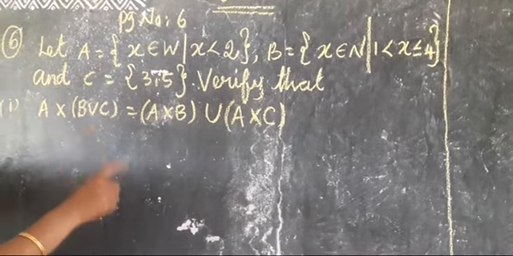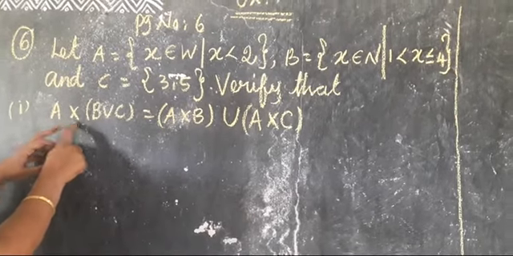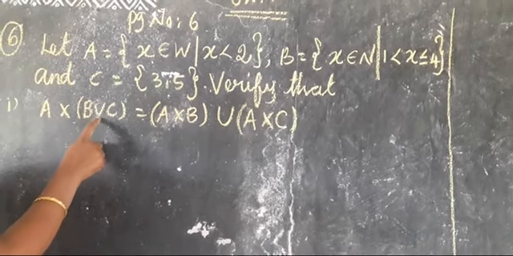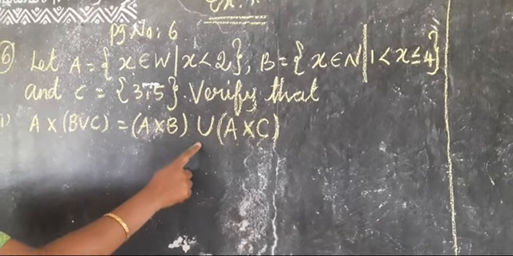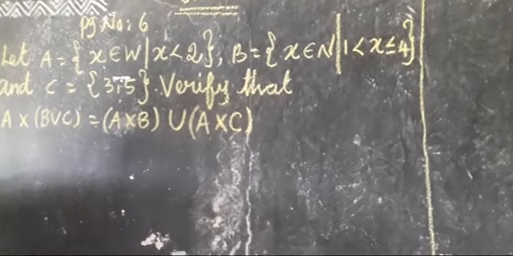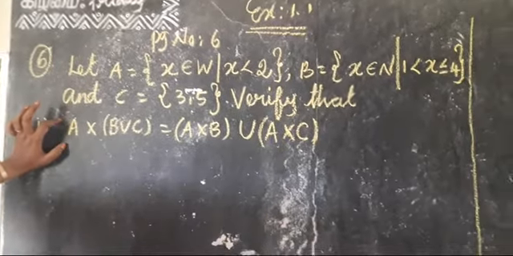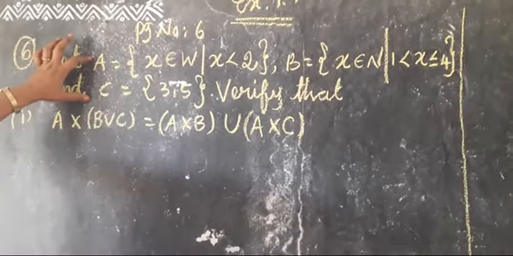How to read? Listen to this. A cross (B union C) is equal to (A cross B) union (A cross C). This is what we want to find out now. And then they have given the sets.